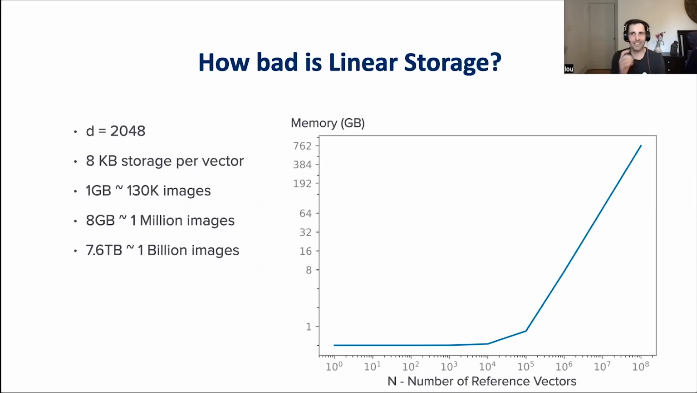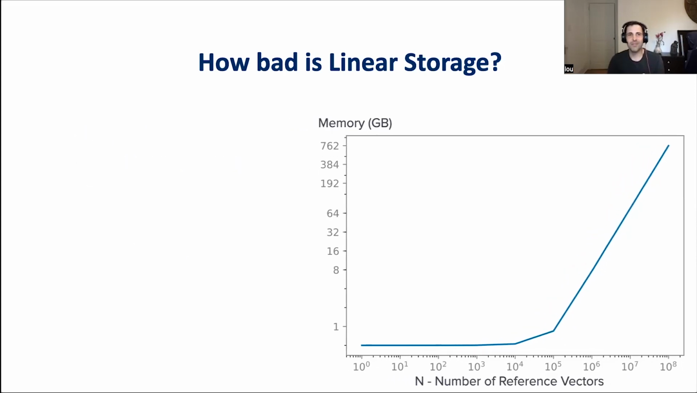Well, we can't quite keep it on S3 because we need to be able to search through it. So we said, how bad could this get? We started looking at this early on. If we have a dimensionality of 2048, floating point numbers at 4 bytes per number, then that's 8K per high dimensional vector that we have to store. That means in a gigabyte, we could store about 130,000 of those. If we wanted 1 million, we need 8 gigabytes of memory. And if we want 1 billion, we need 7.6 terabytes of memory. So it's not so good.